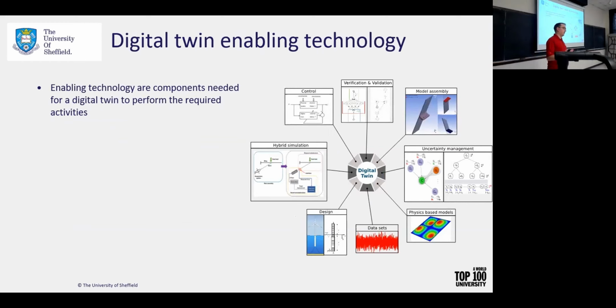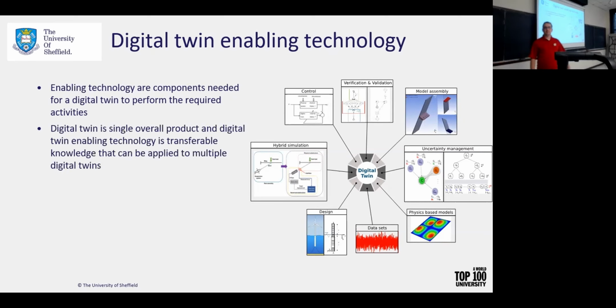The next question is, how does a digital twin do that? They do it through what I've been calling the digital twin enabling technologies. These are the components of the digital twin that are needed in order to perform the actions asked of the digital twin. The way to distinguish this in your mind, which really helped, particularly with my students, is that a digital twin is a single product for a singular system. The enabling technologies are transferable knowledge from one system to the other.